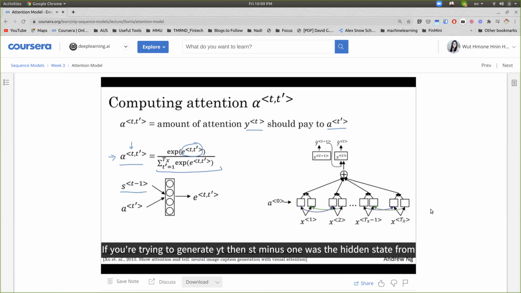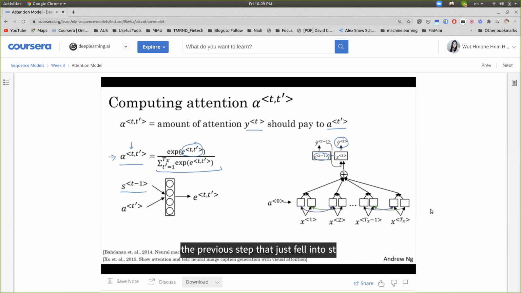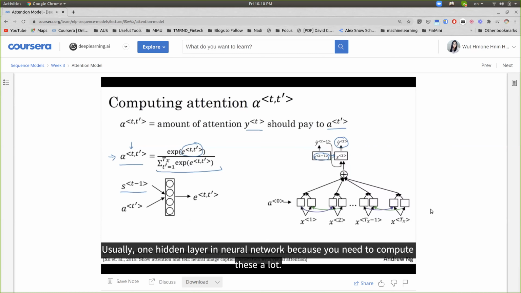If you're trying to generate yt, then s t minus 1 was the hidden state from the previous step that's fed into st. And that's one input to the very small neural network, usually one hidden layer neural network, because you need to compute these a lot. And then at prime, the features from time step t prime is the other input.